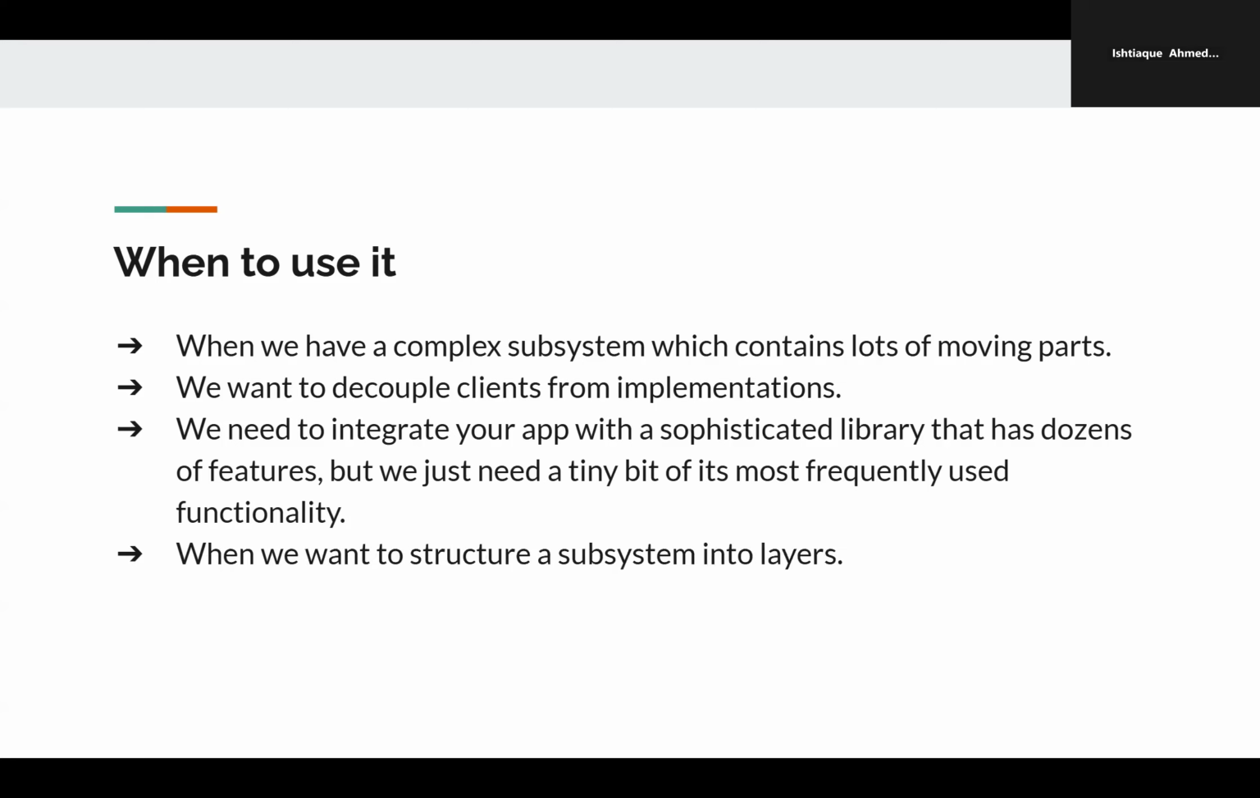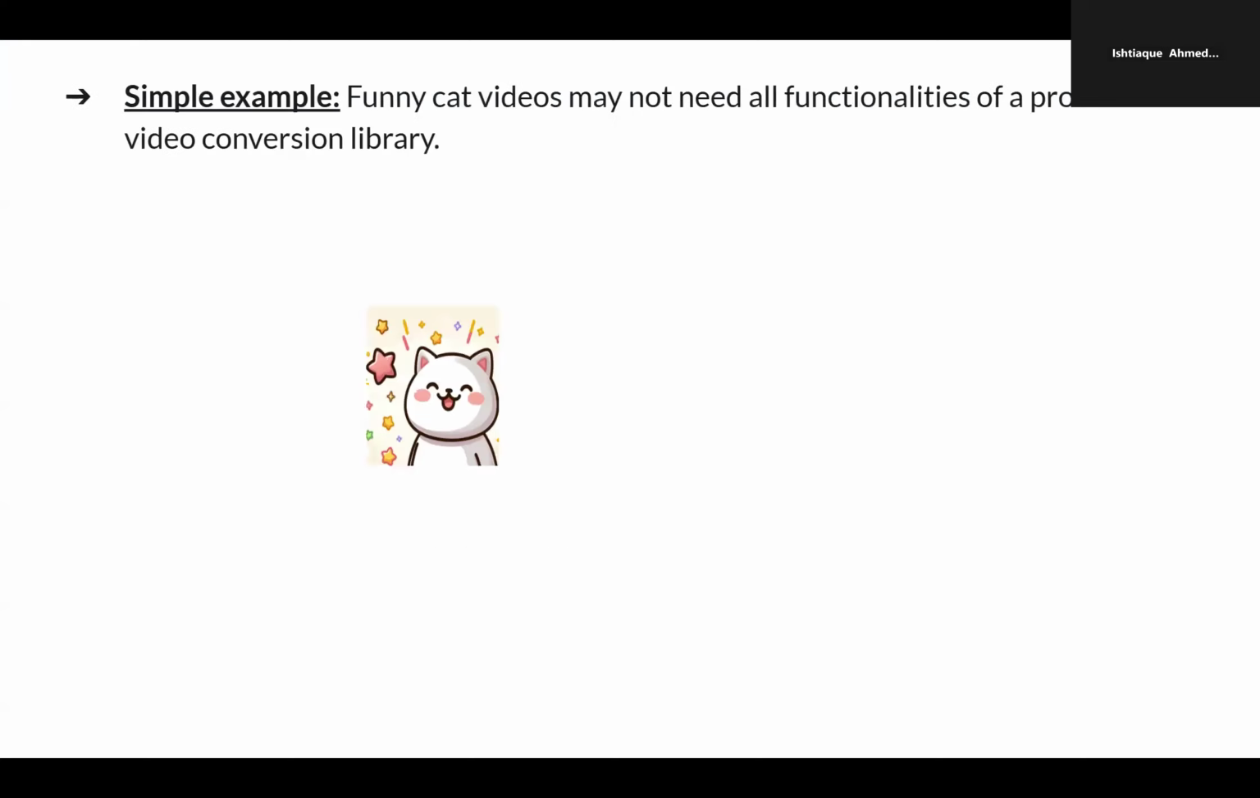We can use this when we want to structure a subsystem into layers. In the previous slide, we saw 5 subcomponents. They themselves could be complex, and we might want to break them further down into more separate components. We can use new facade objects to control them. I will talk about these last two a bit more in the next slide.